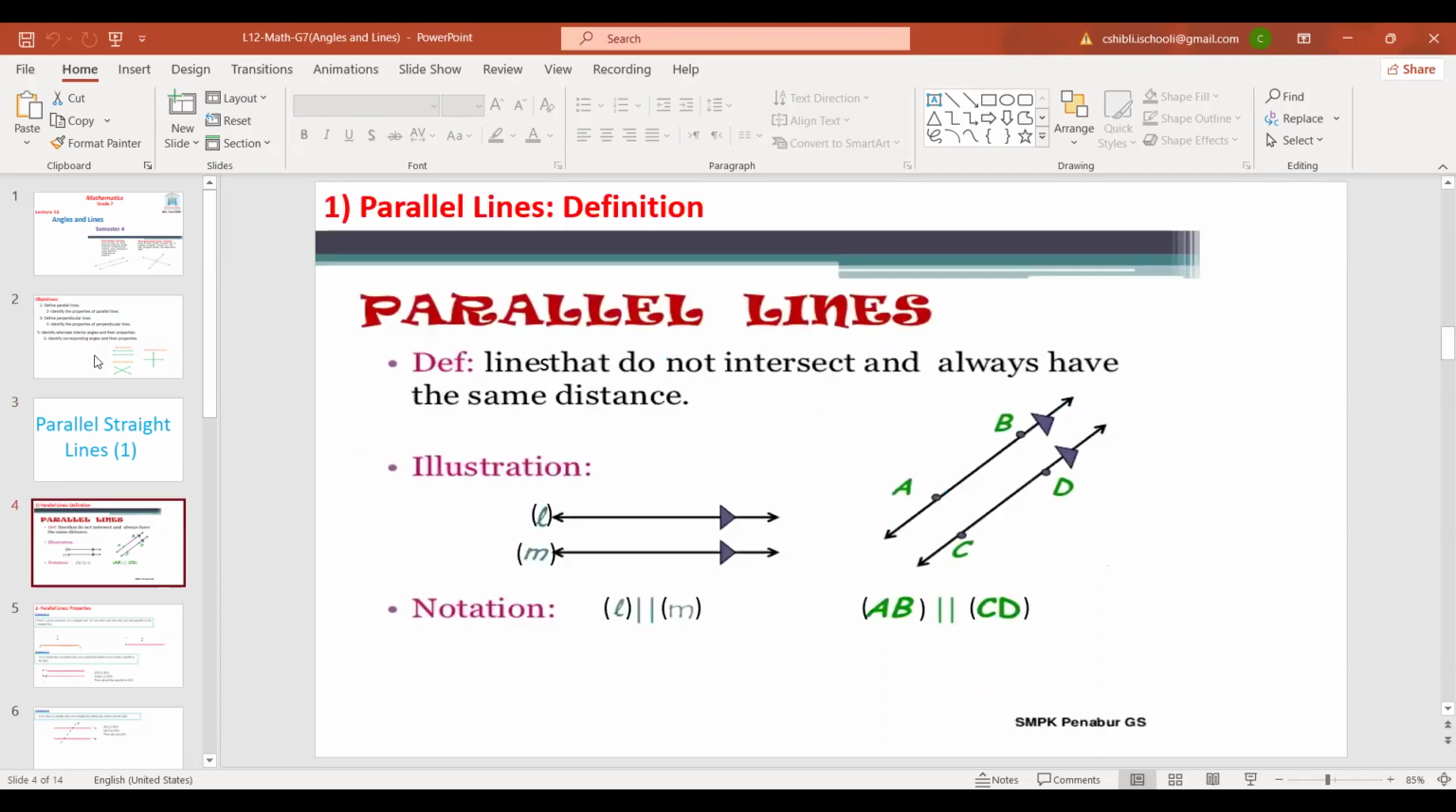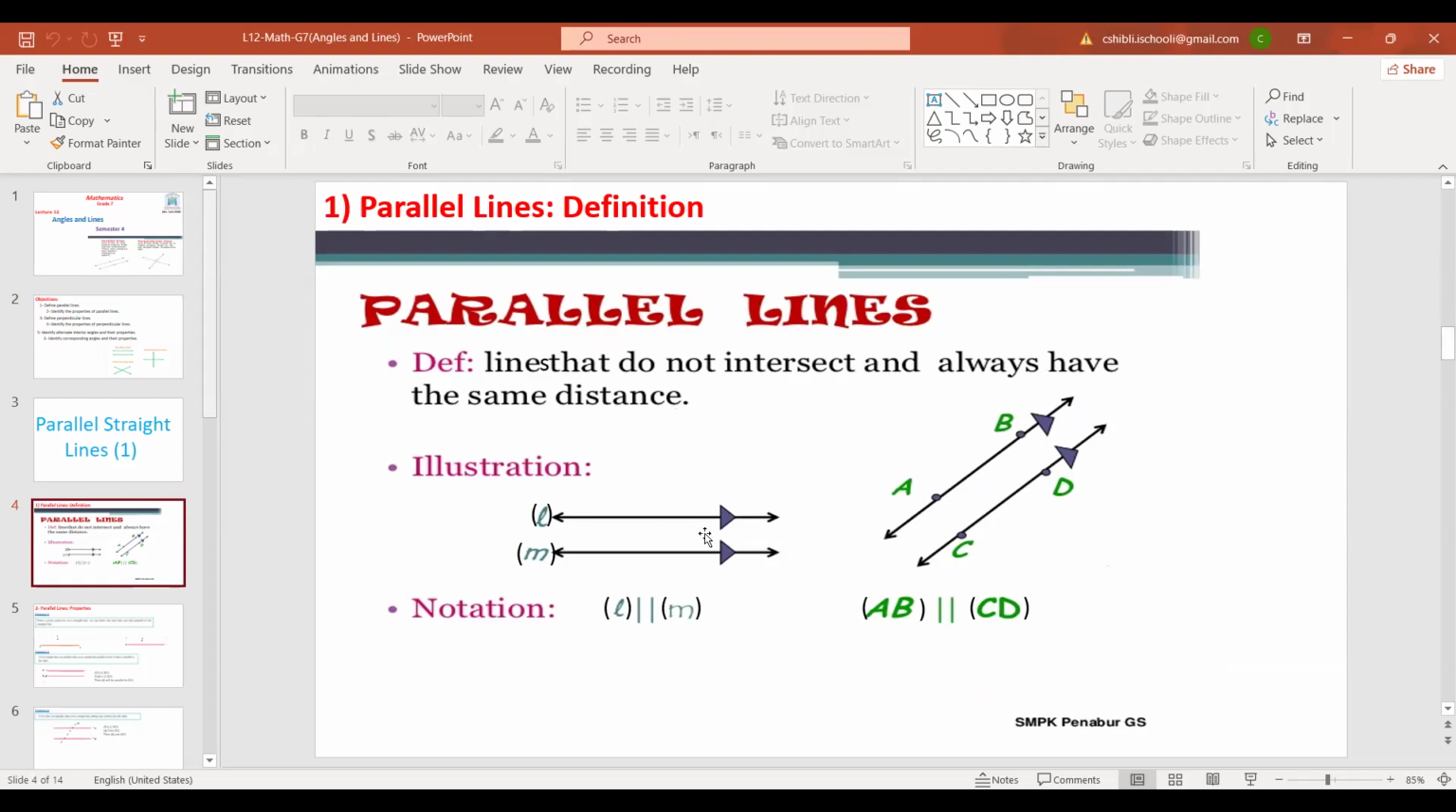Parallel straight lines, and we will start. As we know from previous years, what is the definition of parallel lines? When we are talking about two parallel lines in math, we are talking about lines that do not intersect and always have the same distance apart from each other.